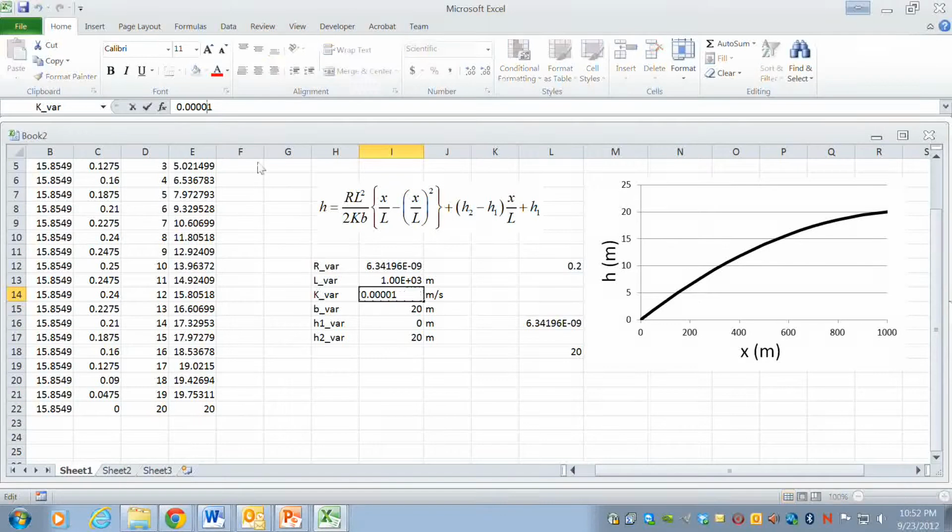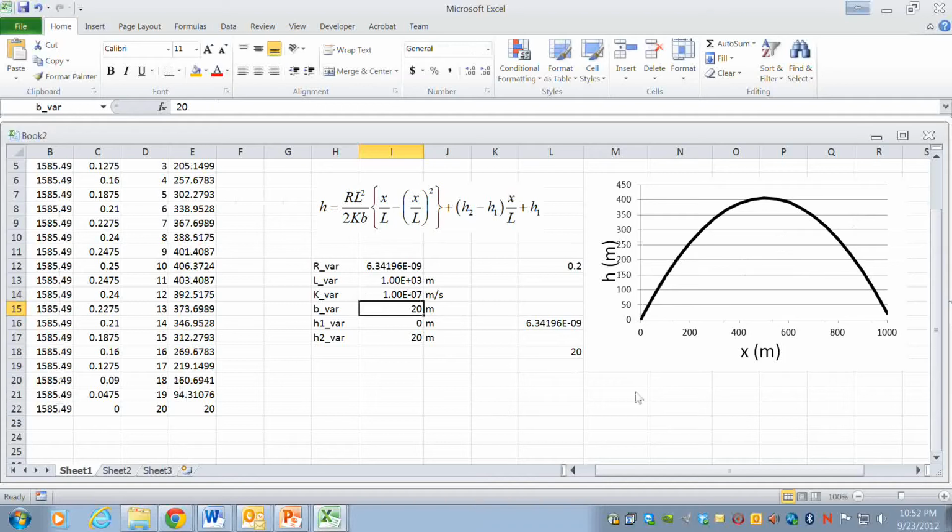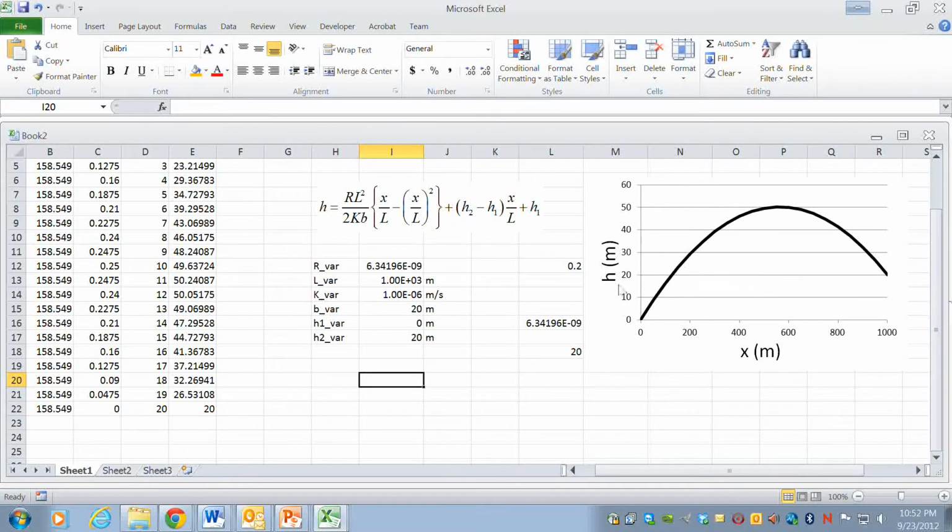And by the same token, if I reduce K by 10 times from the original, instead of 40 meters of head between the two endpoints, I have 400. Okay, so we can experiment in that way. We can also try varying some other things.